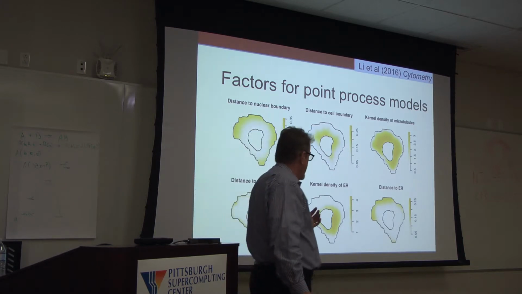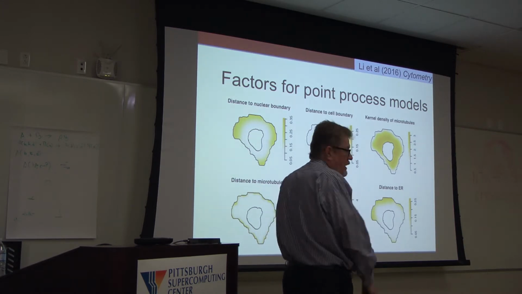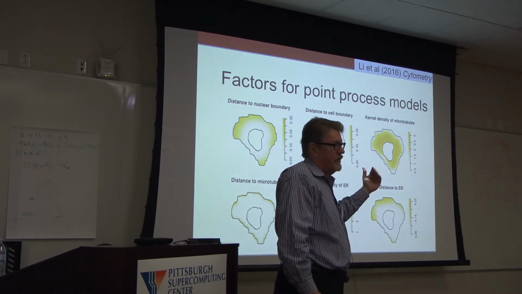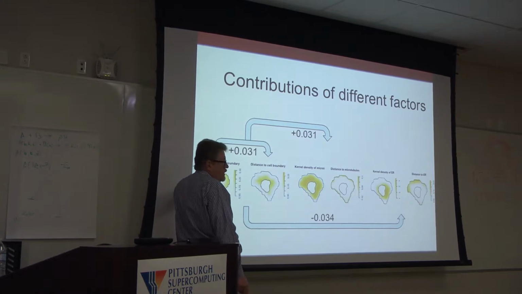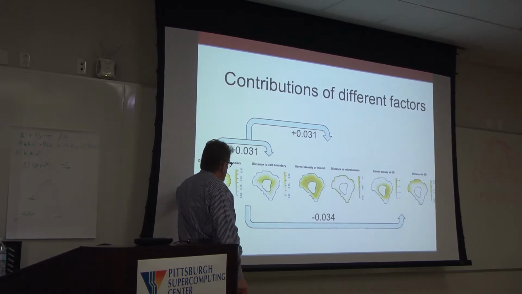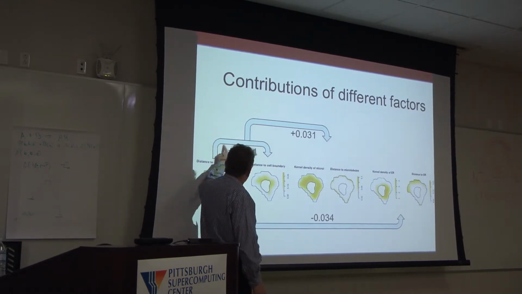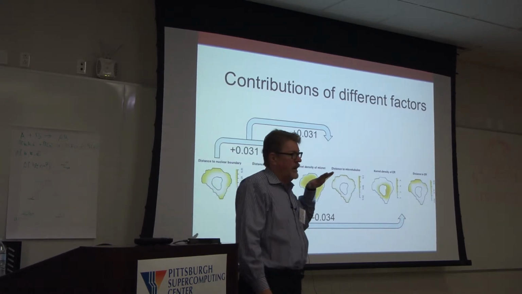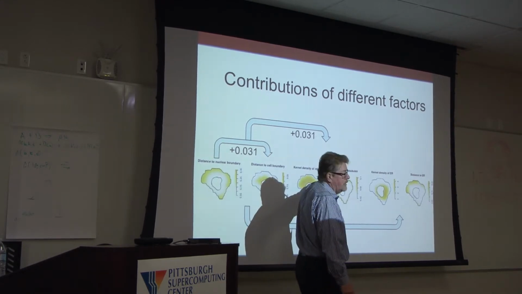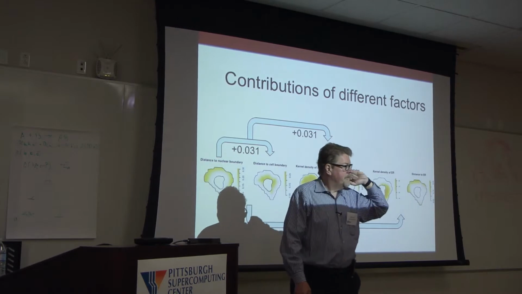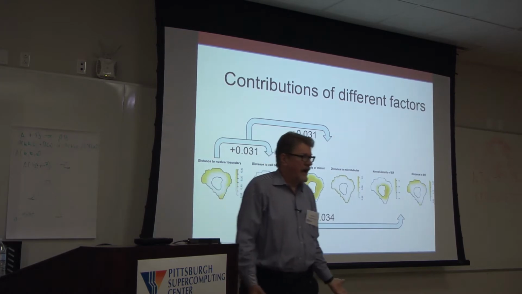Yeah, absolutely. So what we're going to do then is construct models with different combinations of these factors. If we build a model just from distance to the nuclear boundary, we're going to compare it to a model where we include the distance to the cell boundary as well. If we do that, we get an increase in the overall likelihood of the model. If we take that model and add in microtubules, we get an increase in the likelihood of the model. But if we take that model and add in ER, we actually lose information.